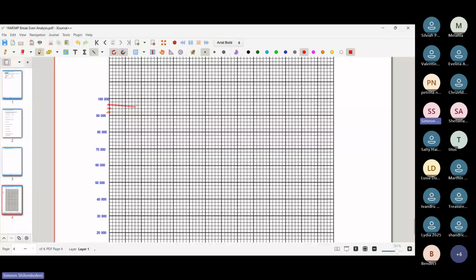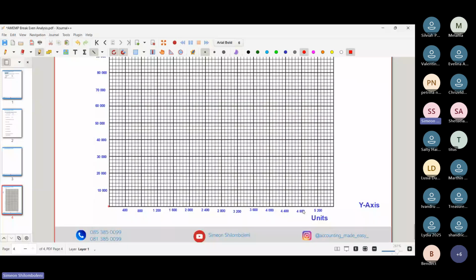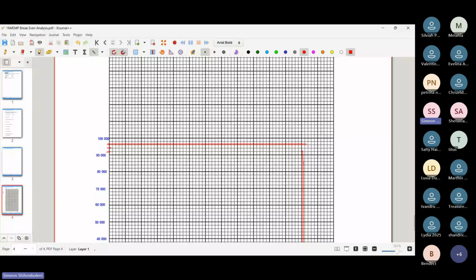It needs to correspond with the total output. Let me see where our total output is. Our total output is 4,800, because our total sales is coming at the total output. Then you also plot our total output. Then we know that our total sales must end here.